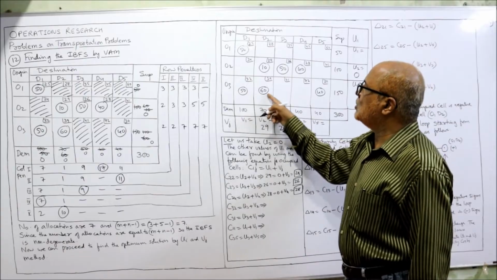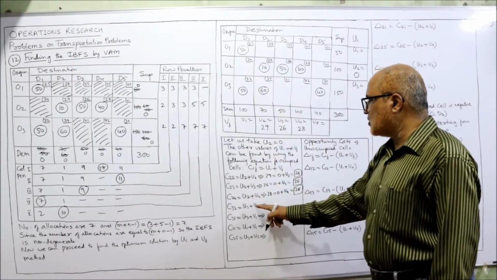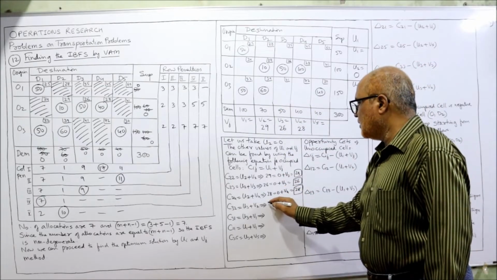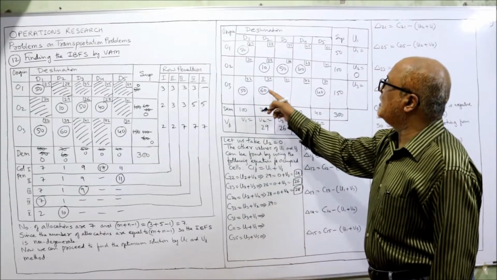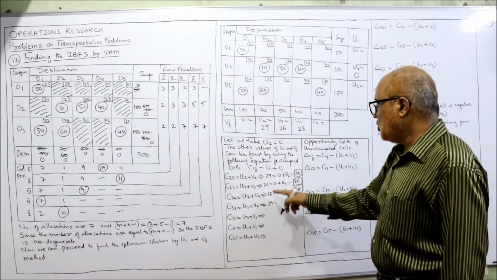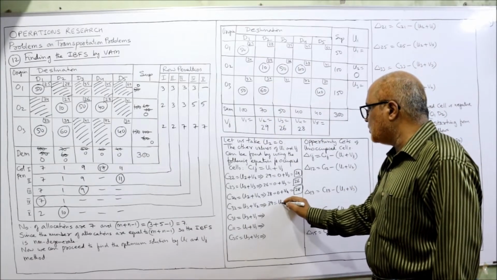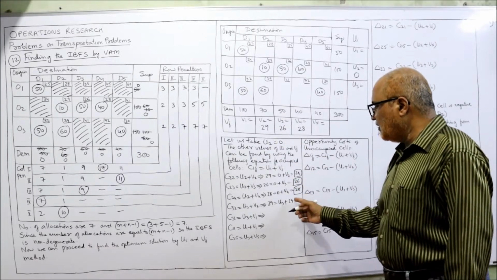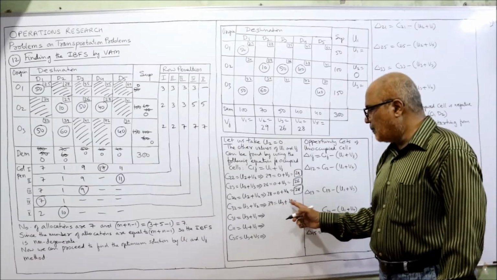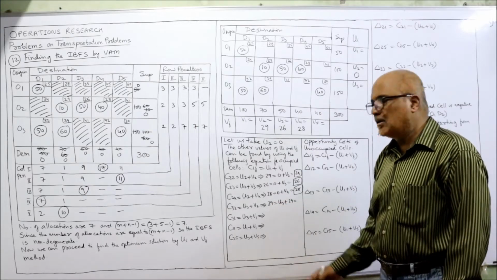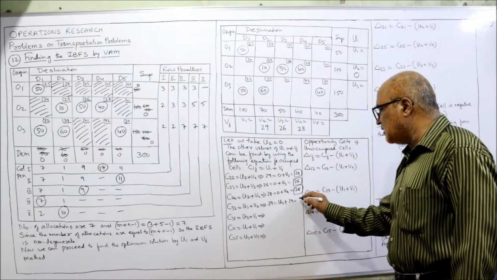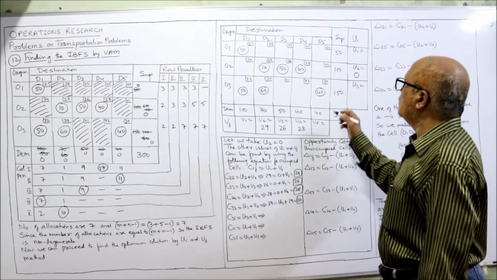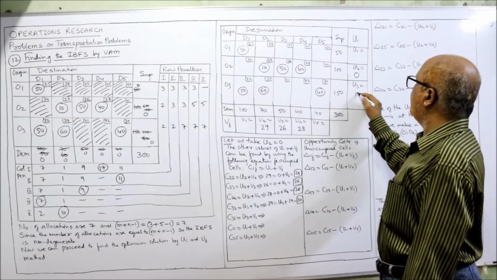C32, third row, second column. C32 is equal to U3 plus V2. How much is C32 here? 39. So 39 is equal to U3 plus V2. We don't have U3, V2 we have 29. Now if I take this 29 to LHS, plus 29 will become minus 29. So 39 minus 29, you will get 10. What is this 10? U3. U3 is equal to 10.